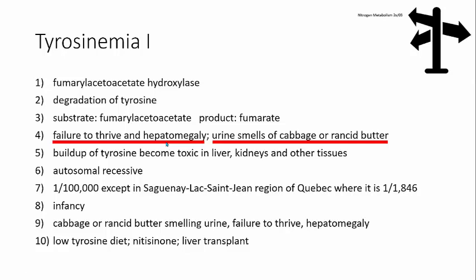may have hepatomegaly. It is important to know that tyrosinemia is most common in people from Canada, particularly in the Quebec region, where it's an extremely common disease, particularly in one specific region of Quebec.